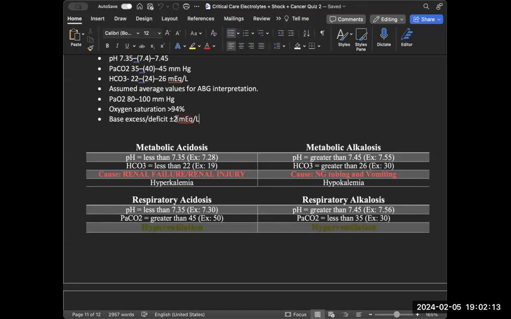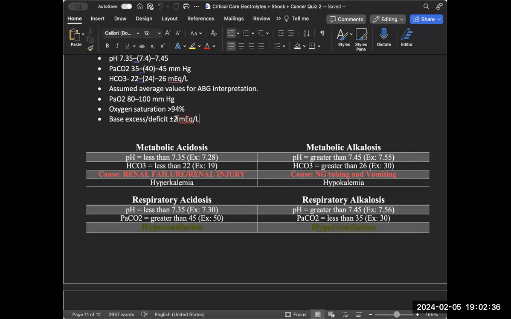Bicarbonate is normally 22 to 26, but in metabolic acidosis, everything goes low together. So if we have a pH of less than 7.35, we also have a bicarbonate of less than 22. A common cause of metabolic acidosis is renal failure and renal injury. And this can also result in hyperkalemia.